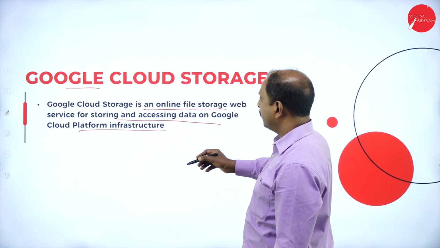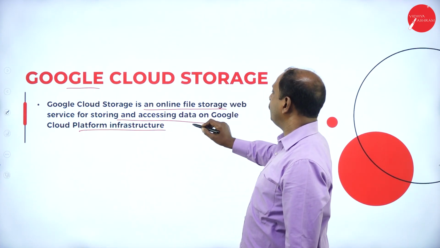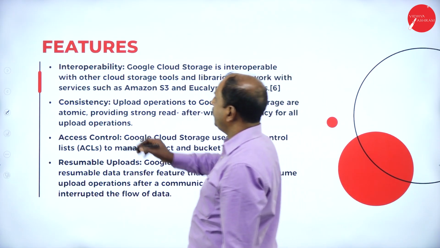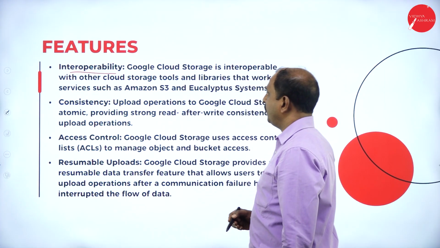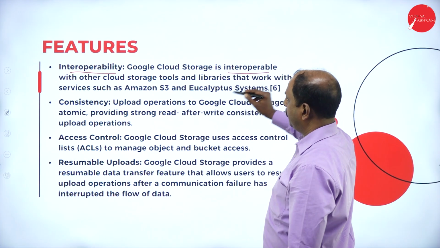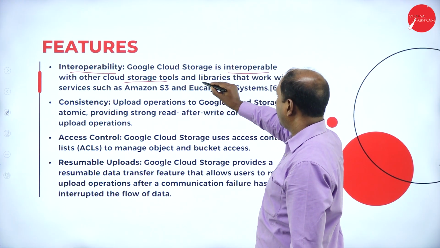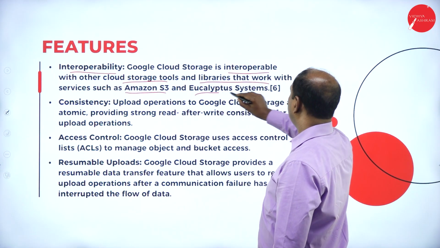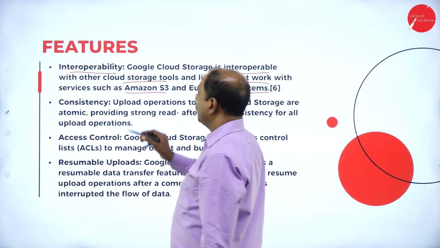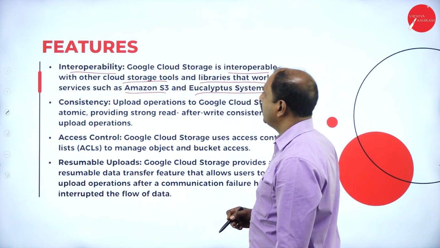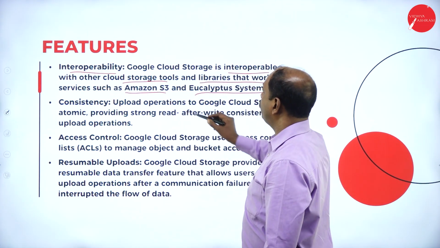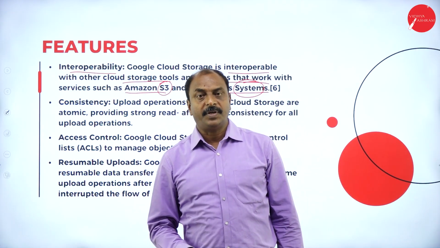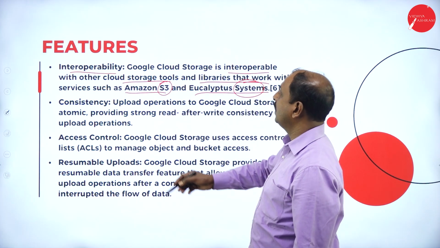They are going to provide the storage services, and it can be accessed through the cloud platform. What are the features of this? First one is interoperability. It is interoperable with other cloud storage tools and libraries that work with services such as S3 as well as the Eucalyptus system. Interoperability means that it is possible to work with different storage services. It is integrated with different storage services.